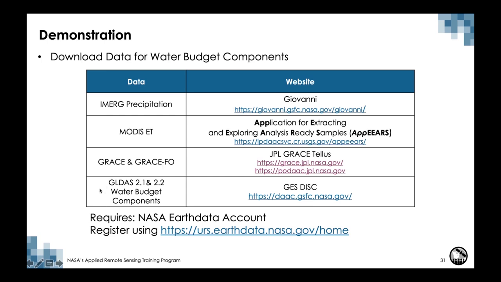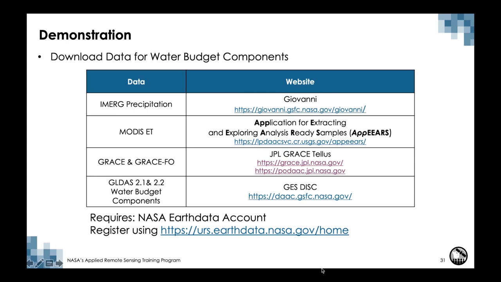The last part of this demonstration then will show how to get all the water budget components, including precipitation, evapotranspiration, terrestrial water storage, and surface runoff from Global Land Data Assimilation System version 2.1. In the last week, when we use this data, we will also briefly see how to access GLDAS version 2.2 data, which is the newest GLDAS version.